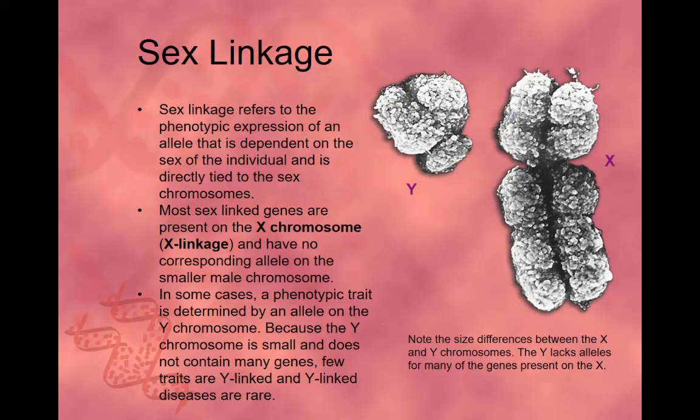So inheritance of traits that are found on the X chromosome is different for males because they often have just one copy and get whatever's there, whether it's dominant or recessive. This is because most sex-linked genes are found on the X chromosome, what we call X linkage, and do not have a corresponding match on the smaller Y male chromosome. There are a few cases where you have a phenotypic trait that is determined by an allele on the Y chromosome, but because the Y is so small, it's not many. Okay? It just isn't.